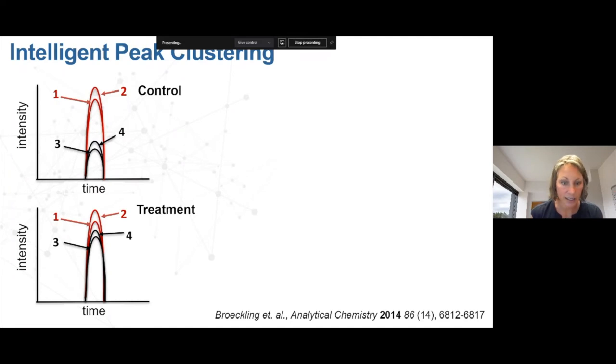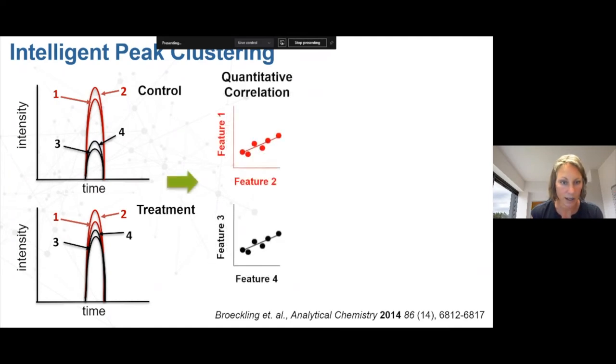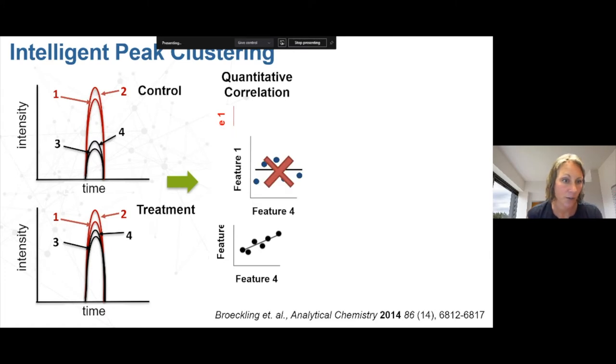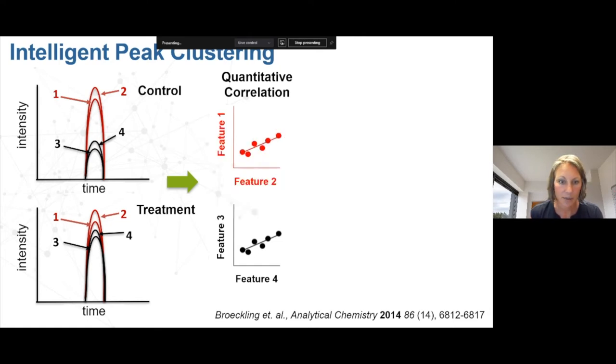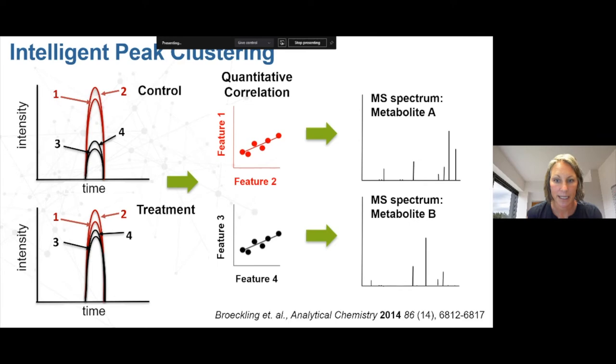We can look at this computationally by just looking at the quantitative correlation of these peaks across our data set. When we do this, we can see that peak or feature 1 and 2 correlate very nicely, as do features 3 and 4. But if we tried to do this for features 1 versus 4, we would not get a very strong correlation. And so this type of approach allows us to intelligently cluster the peaks into groups that represent individual metabolites.